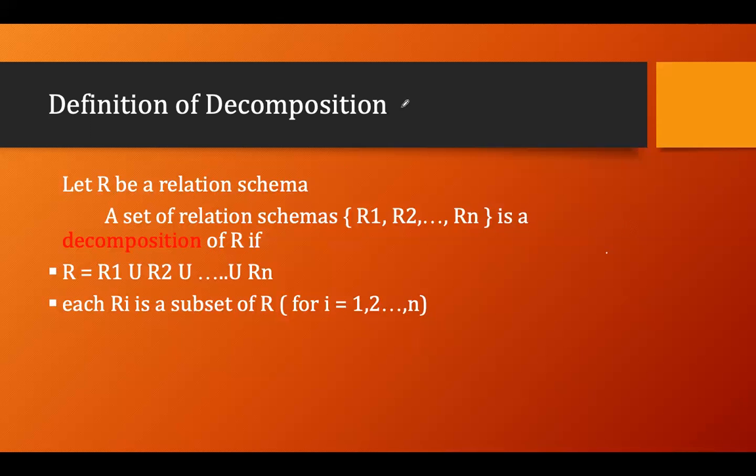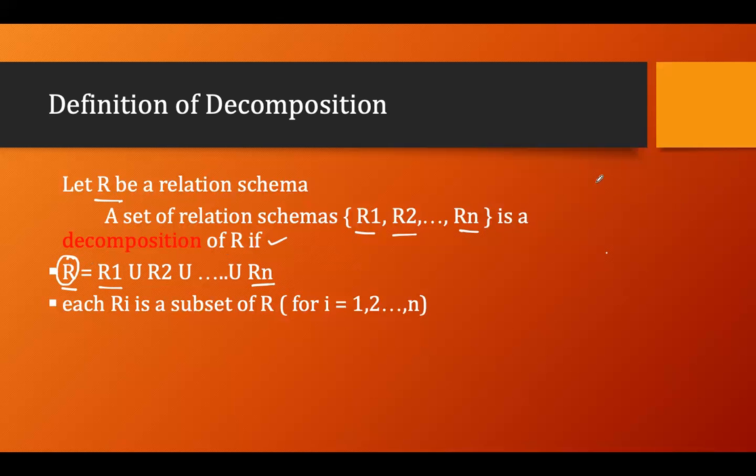If we have a big table, and that particular big table is, let's say, R, and this big table is divided into R1, R2, R3 up to Rn, that particular procedure is called decomposition. So there is a rule of decomposition. What is the rule? If you have R as a big table or big relation, you are dividing the relation into R1, R2, R3 up to Rn. If you make a union of all the relations that you have divided or decomposed, you will get R again. Getting it? What I'm saying?